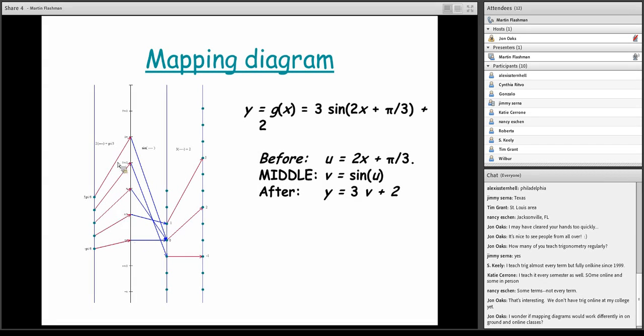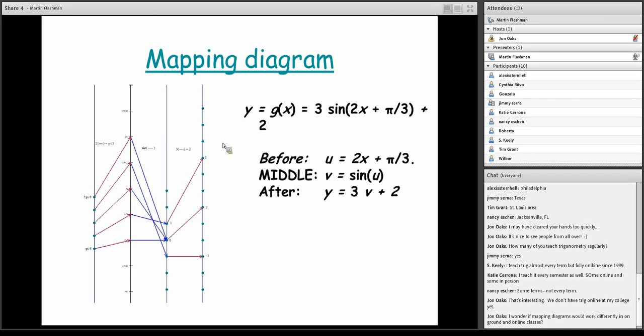So these red arrows in the first section are showing us the mapping diagram for the linear function 2x plus pi over 3. The next section, the middle section, is the mapping diagram for the sine of u. We'll be talking about that at greater length, but you can see from 0 to 2 pi, the values are being sent over. 0 goes to 0, pi over 2 goes to 1, pi gets sent to 0, 3 pi over 2 gets sent to minus 1, and 2 pi gets sent back to 0. After that, we now apply the third function after the trig, 3v plus 2. So you take the values that came up, which we've only got minus 1, 0, and 1, and we multiply them by 3, add 2, and we get the output range here from minus 1 to 5.